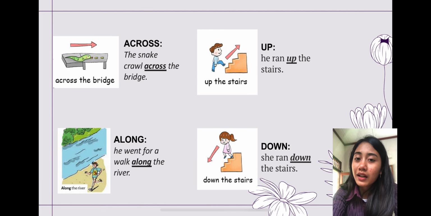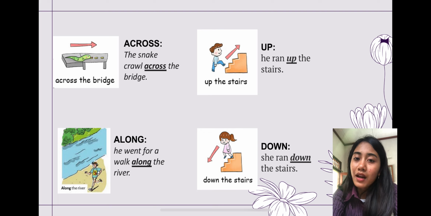Number 13, across. Movement from one side to the other side of something. For example, the snake crawled across the bridge. Number 14, along. Movement of something in a line that follows the side of something long. For example, he went for a walk along the river.